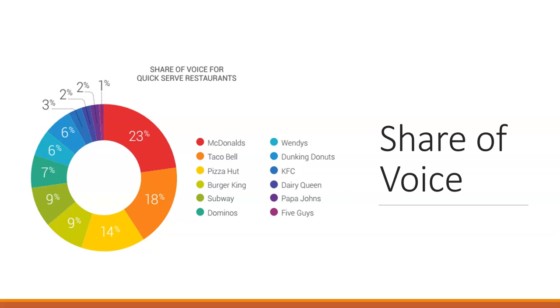This is an example of a result from Google Trends on share of voice. So this is a share of voice for quick serve restaurants. And we can see the largest share of voice at this time. So remember, this is just a snapshot, usually of a 30-day period or whatever period we put into Google Trends as part of our measure. So McDonald's has the highest share of voice at the time that this graphic was created.